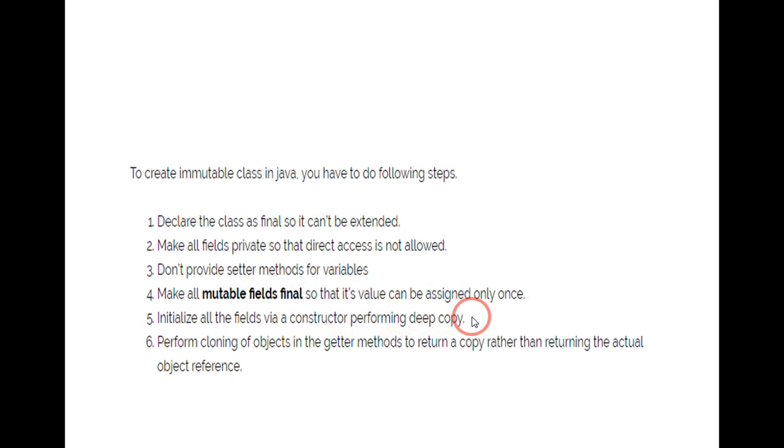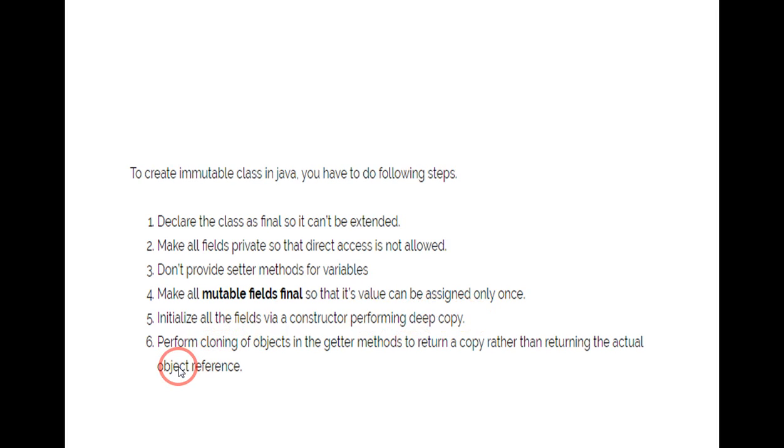Next, initialize all the fields via a constructor performing deep copy. You must know what is deep copy and what is shallow copy. Deep copy means you are not just cloning the object, you are copying the state of the objects into particular objects. This can only be achieved via the parameterized constructor. So while creating the immutable class object, you will have to call the parameterized constructor, where you will be copying the current state of the object. So that we need to do.